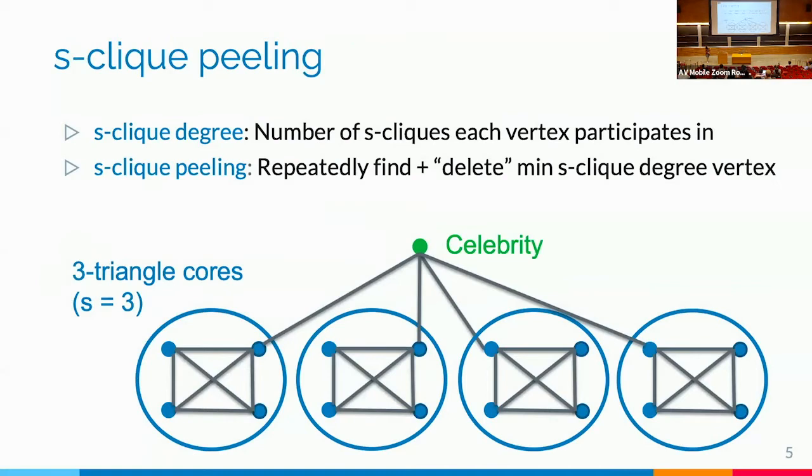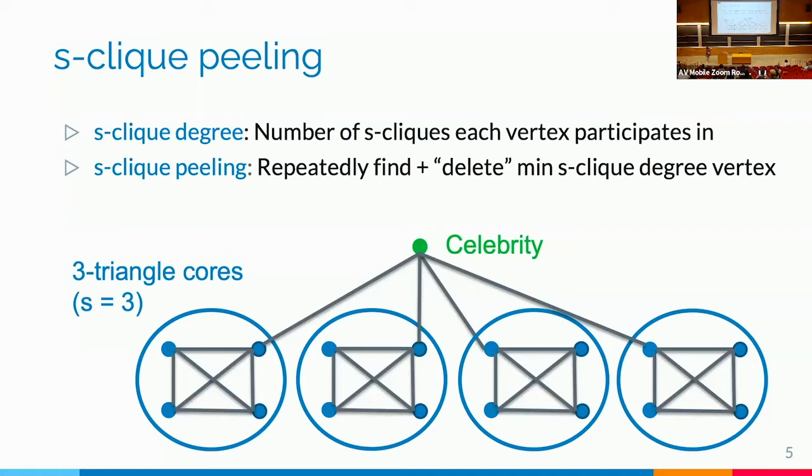A solution to this is a process known as s-clique peeling. Essentially, the idea is that we can solve these kinds of problems by looking at higher order structures in the graph. Instead of looking at the degree of each vertex, what we now care about is the s-clique degree of each vertex, or the number of s-cliques that each vertex is contained within. Now the process is exactly the same. We want to repeatedly find and peel the vertex with the minimum s-clique degree.